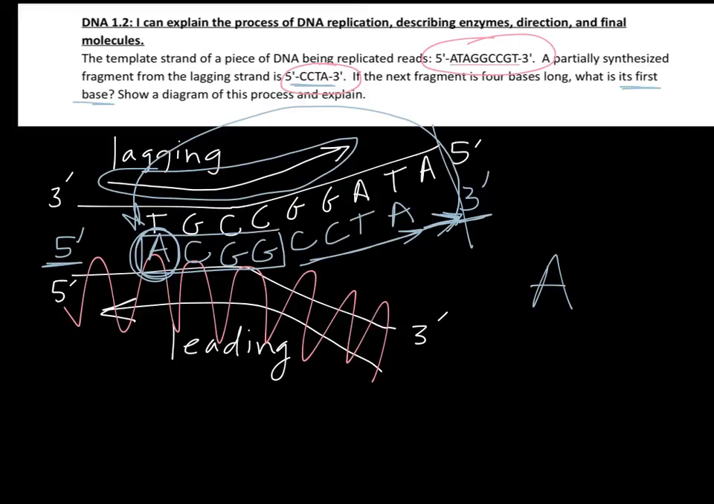Okay, so the whole idea behind this question is understanding leading versus lagging strand and how that works in the 5' to 3' direction. And then also some of your base pairing rules. T's pair with A's, A's pair with T's, G's pair with C's, C's pair with G's, and so forth and so on.